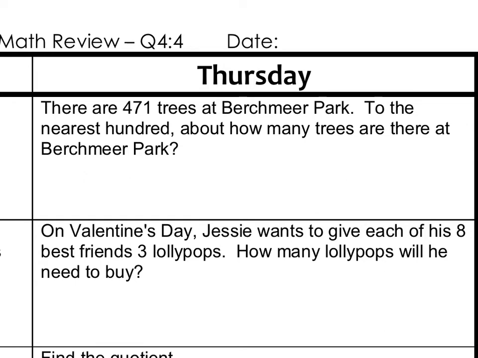So the first question is, there are 471 trees at Birchmere Park. To the nearest 100, about how many trees are there at Birchmere Park? To find this out, first you have to know what the number is in the 100 spot, which is 4. To figure this out, we need to go to the 10 spot to see if we can round that 4 up. If it's 5 or above, we can. That number's 7, so we can round that 4 up to a 5. But instead of keeping any numbers right here, we turn those into zeros, so your answer should be 500.